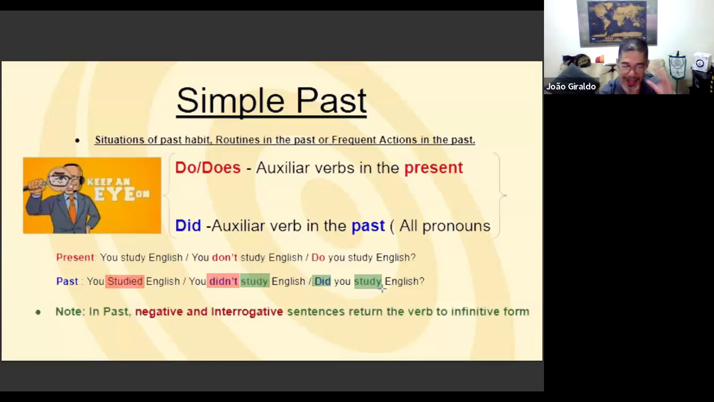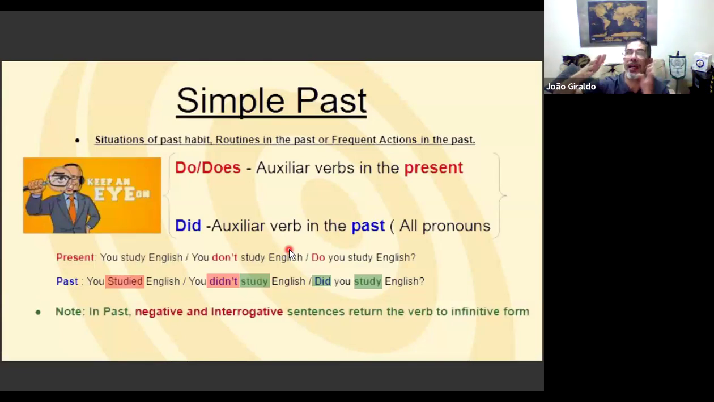This is where people generally get confused. If we are using a sentence in the past, we are talking about an action that is already finished, that occurred in the past. This is important. Second, the auxiliary verb: again, only one auxiliary verb of the past, that is did.